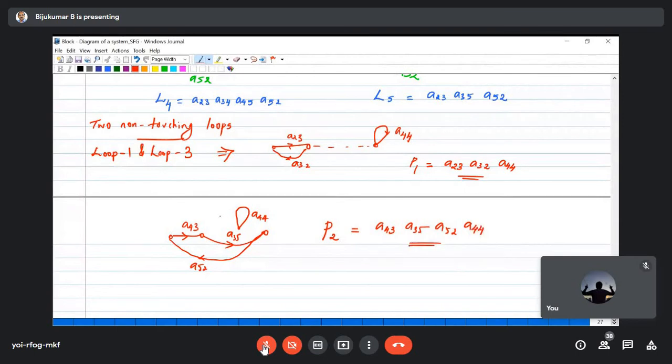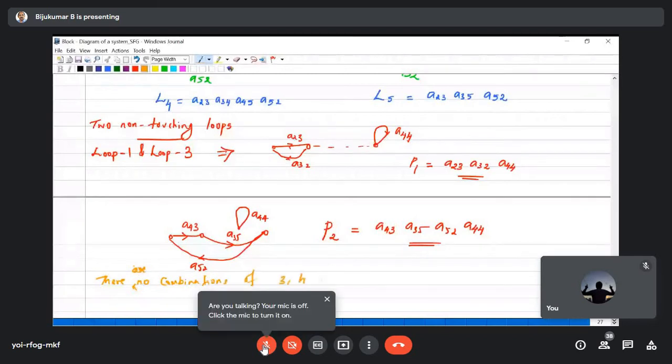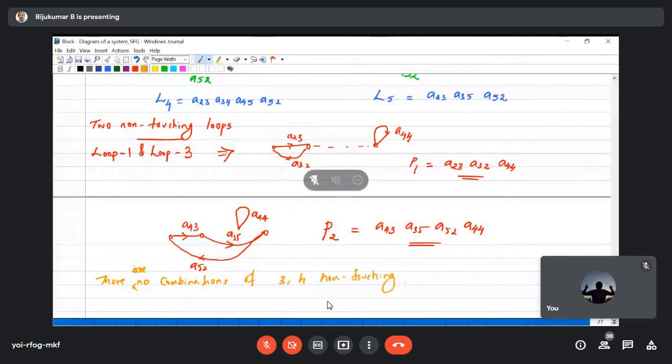Right. So next step is to find the number of 3 non-touching loops. Is there any 3 non-touching loops exist in this given problem? No, sir. No. Yeah. There is no. There are no combinations of 3 or 4 non-touching loops. Right. Okay. So the next step is to evaluate the delta.